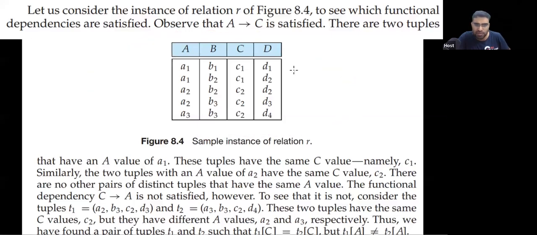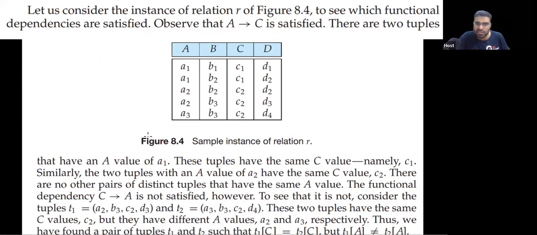In this instance, tell me, what about C determines A? That is not satisfied in this instance. You can see the C value is same, but the A value is not same. Yes or no? Look at these two tuples. In these two tuples, C value is same, but A value is not same. So in this instance, C does not determine A.